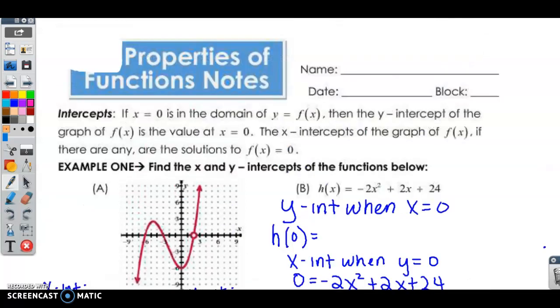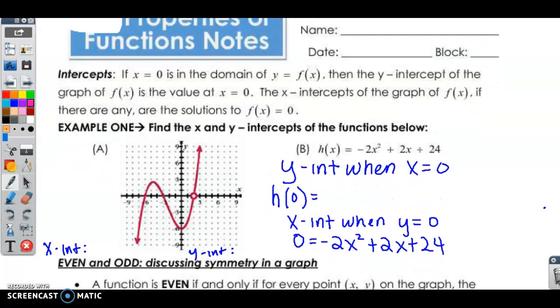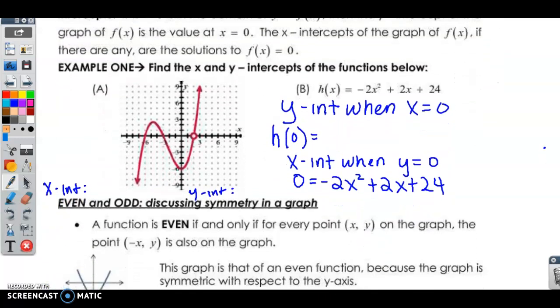All right, welcome viewers. Today we are going to continue Unit 1, discussing some properties of functions. At the top here it goes over what intercepts are. Hopefully we know what intercepts are, x and y intercepts. Let's take a look at the graph here. And again, anything you want to pause and read through, feel free to go right ahead.